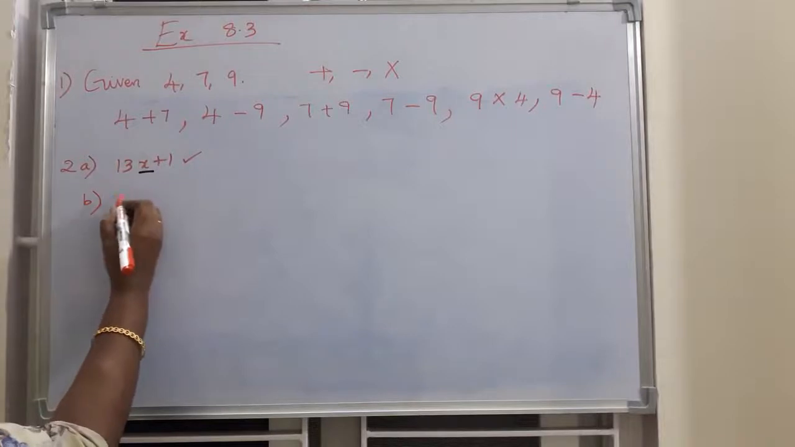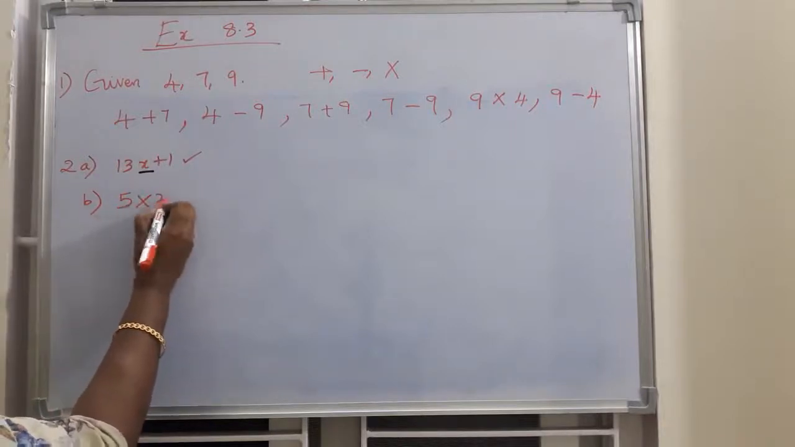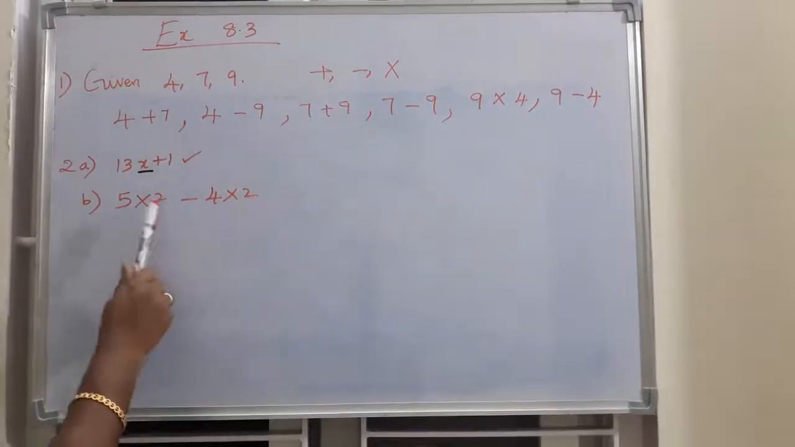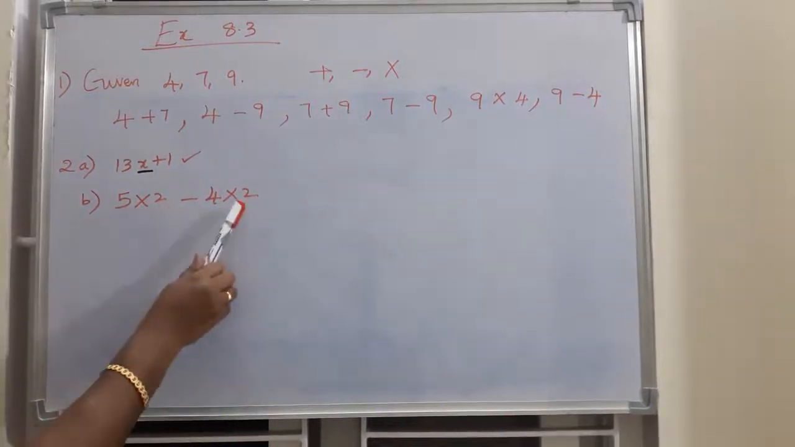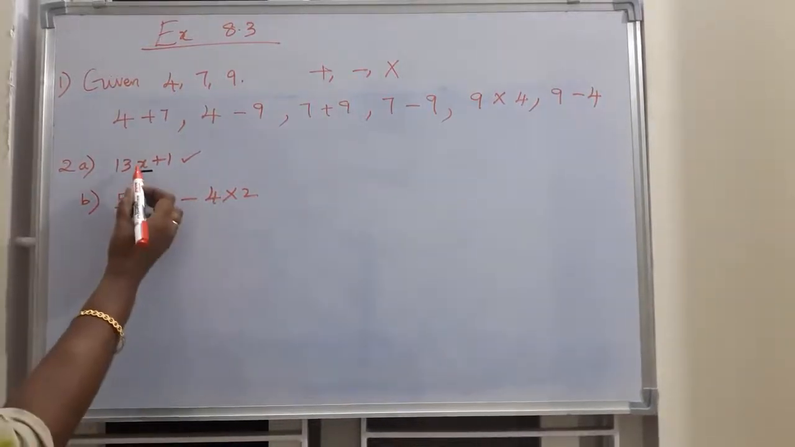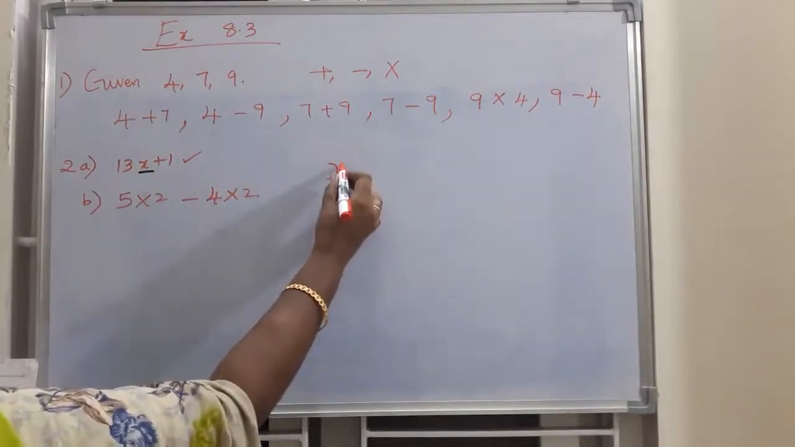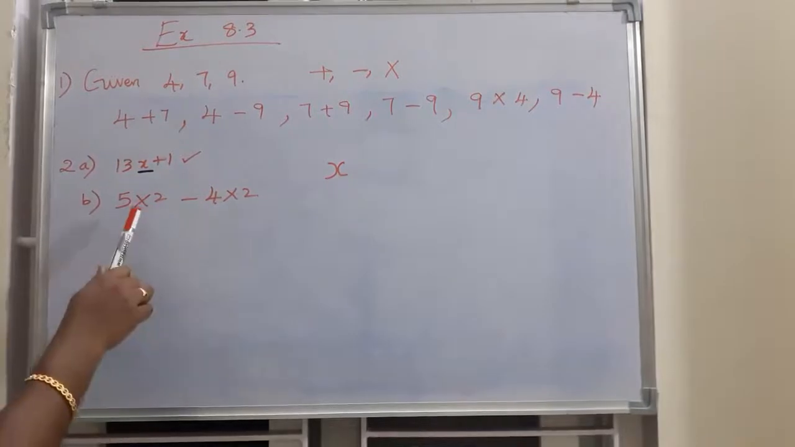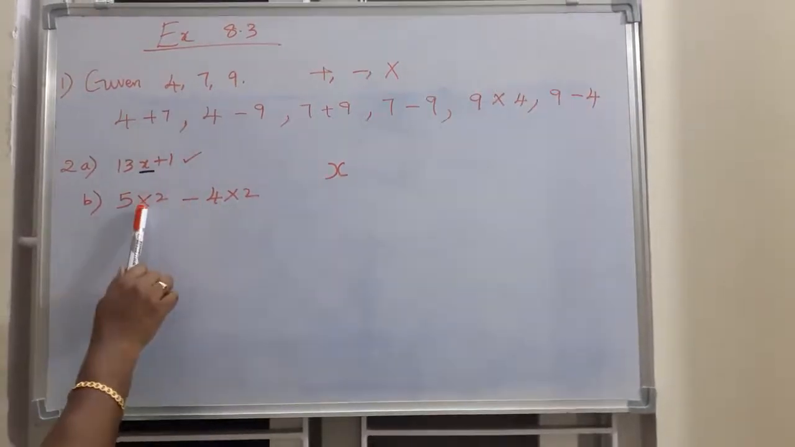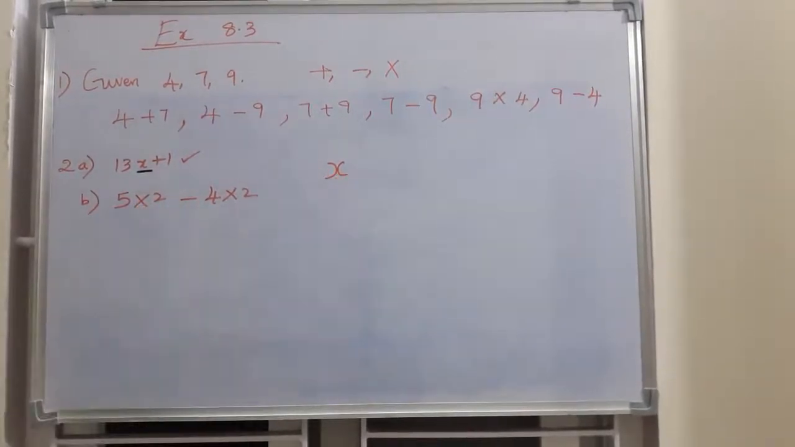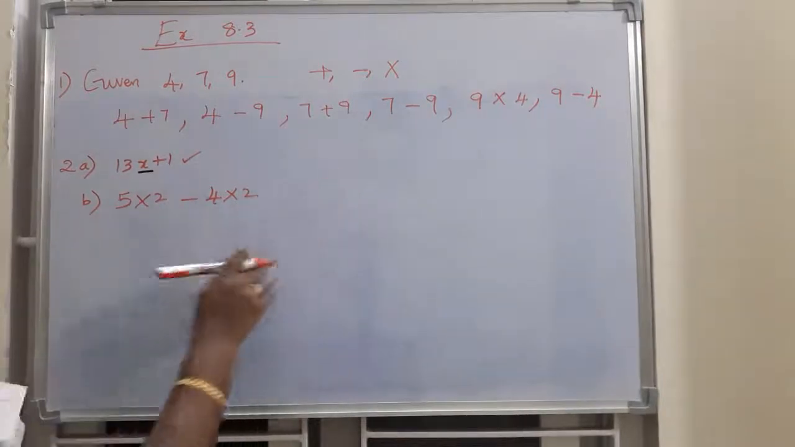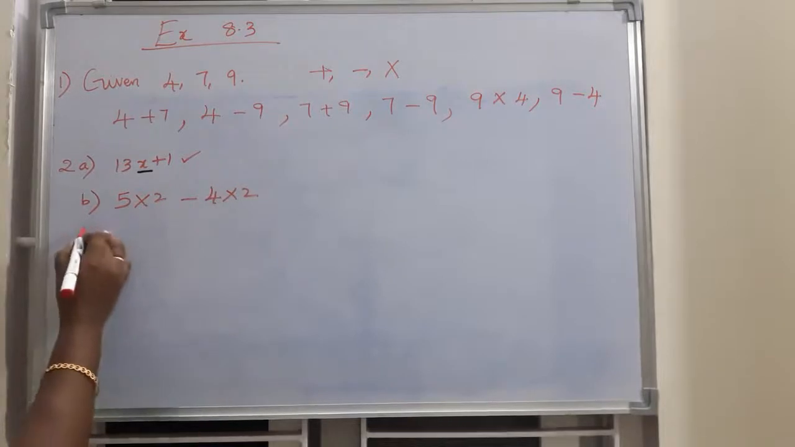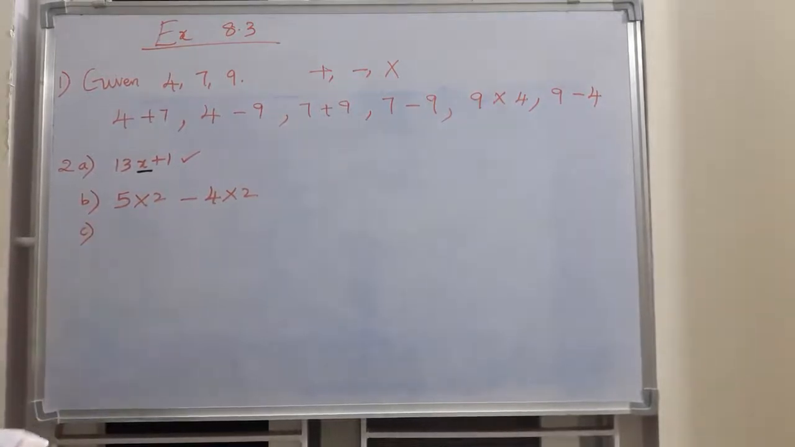Next, B bit. 5 into 2 minus 4 into 2. Can you see this is not x, children, this is a multiplication symbol. X you can write like this, simply like this, a C and an inverted C, okay. So there should not be any confusion between a multiplication symbol and the x symbol. So here there is no variable at all. So just don't keep a tick. Leave it like that.